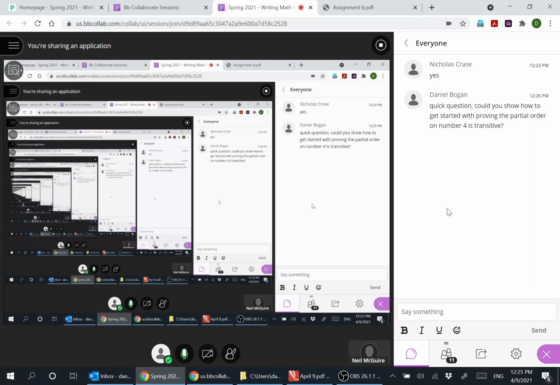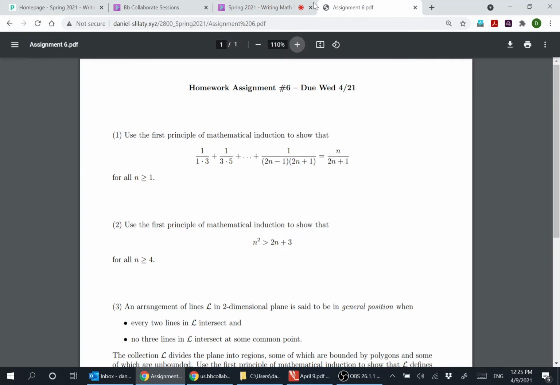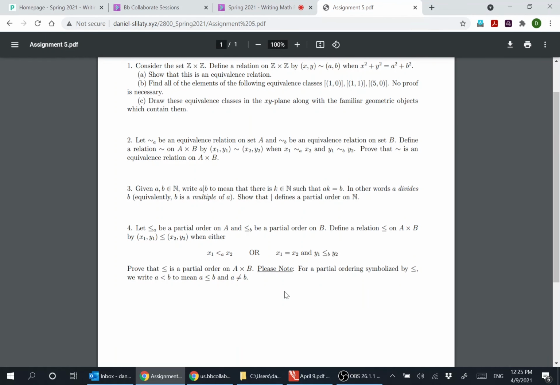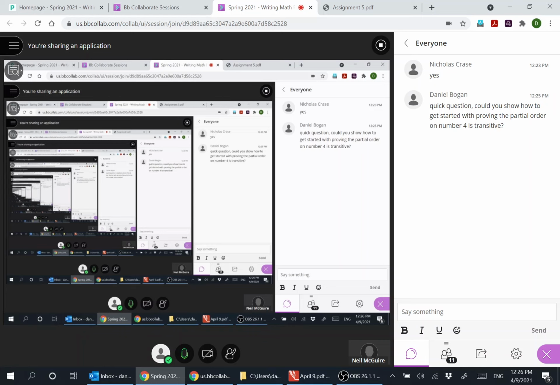Could you show how to get started on the proof? Yeah, so on the current homework, you have to break down the partial order on pairs into terms of the partial orders on each element, on each coordinate. So you're asking about number 4, right? Yeah.